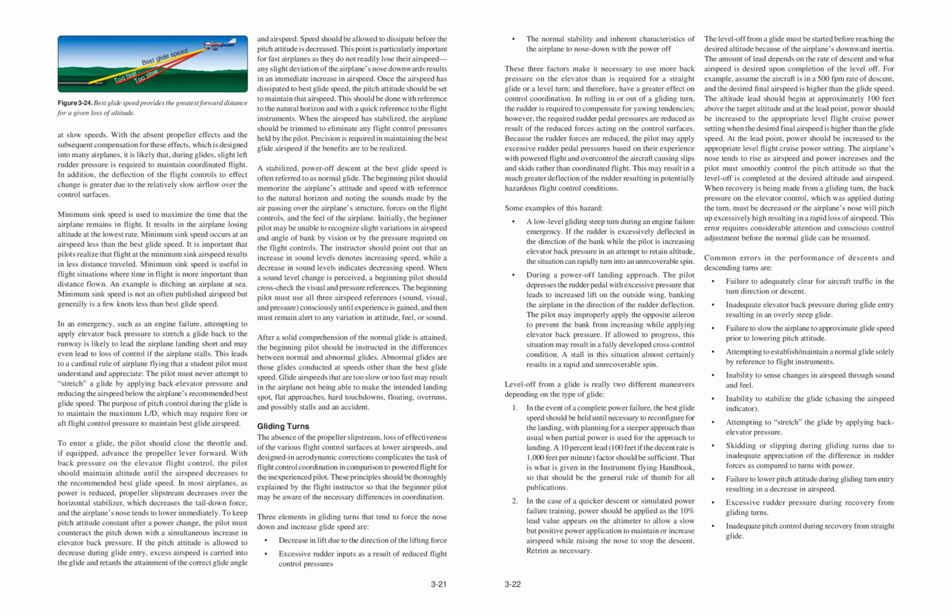After a solid comprehension of the normal glide is attained, the beginning pilot should be instructed in the differences between normal and abnormal glides. Abnormal glides are those glides conducted at speeds other than the best glide speed. Glide airspeeds that are too slow or too fast may result in the airplane not being able to make the intended landing spot, flat approaches, hard touchdowns, floating, overruns, and possibly stalls and an accident.